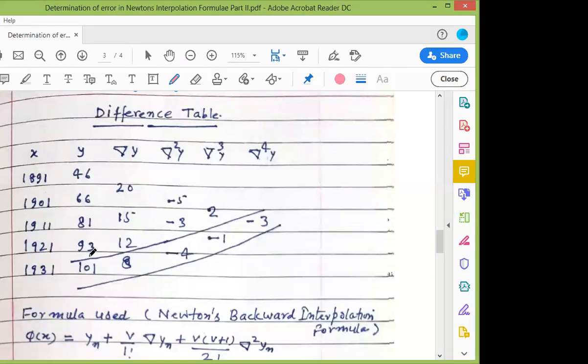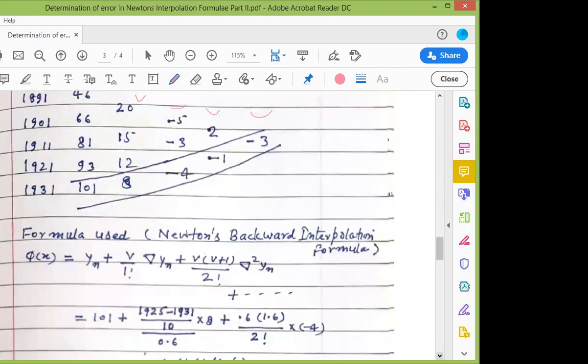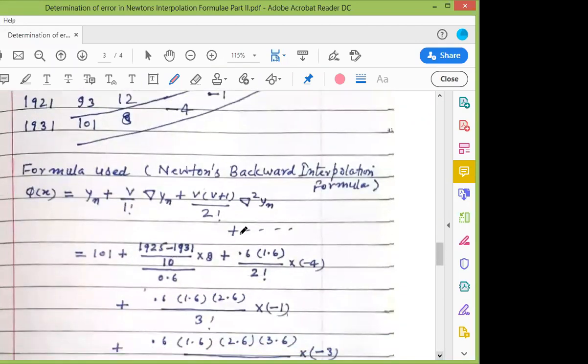1981, everything is given. The first difference, backward difference, the second, the third, the fourth. How many data are here? 1, 2, 3, 4, 5. So this value is going to be constant in the fourth, and this will be 0 in the fifth. As usual, this is the formula of the backward interpolation. Only the plus is here, not minus, you remember. And then we apply this value here directly.